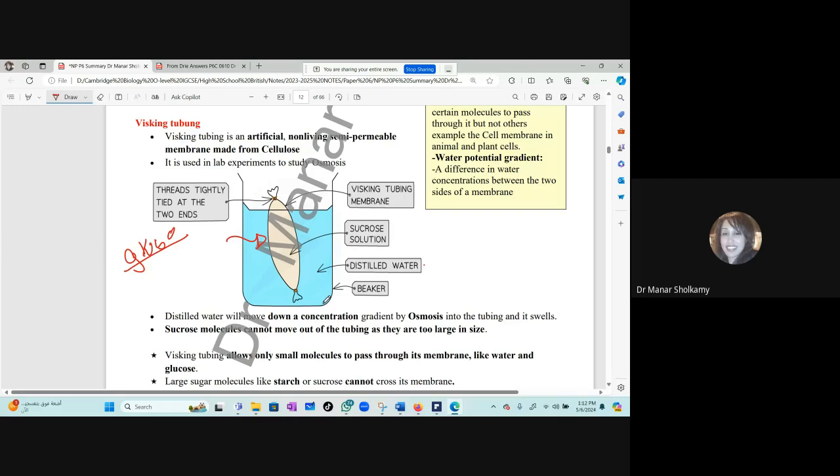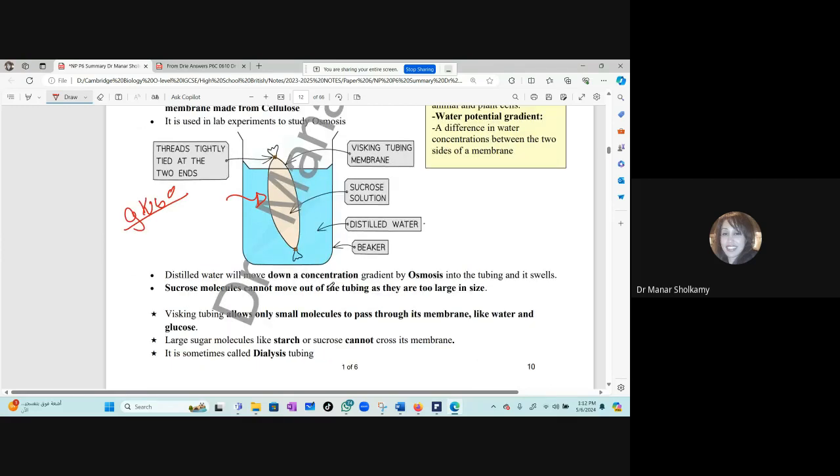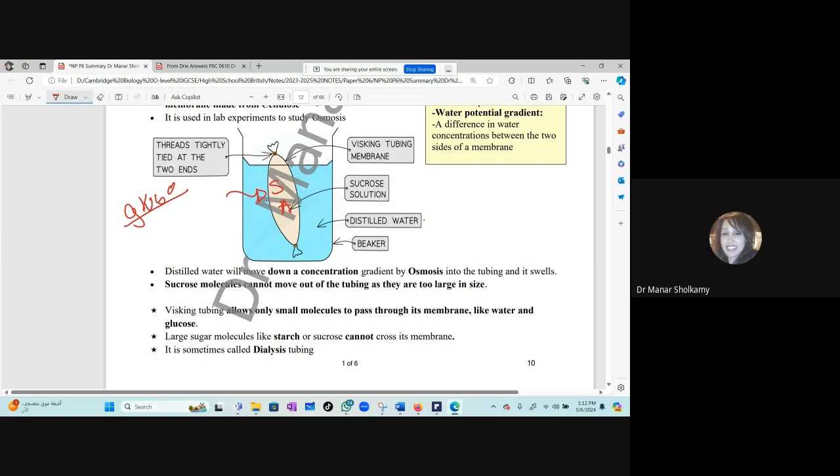Now they will give you so many options. Like this, for example, this Visking tubing contains starch and it contains the amylase enzyme, and they will leave it in different water baths of different temperature. And then they will test the presence of reducing sugars, which is the same as glucose, in the external water. Okay, and they will give you results.